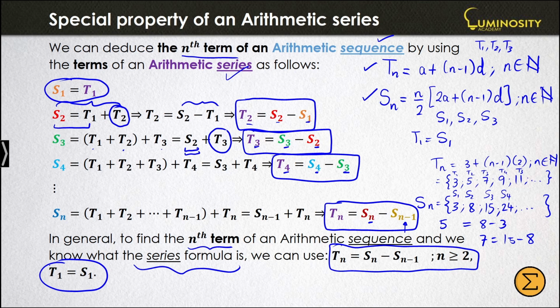Okay, so we can use that knowledge if we know what the series formula is only, and we don't know what the arithmetic sequence looks like, and we can deduce the nth term of the arithmetic sequence by just using this relationship here that we've derived. Okay, so that's a special property of an arithmetic series, and that might be used in any kind of question where you're just given the arithmetic series formula only, and you want to figure out the nth term of the arithmetic sequence itself.